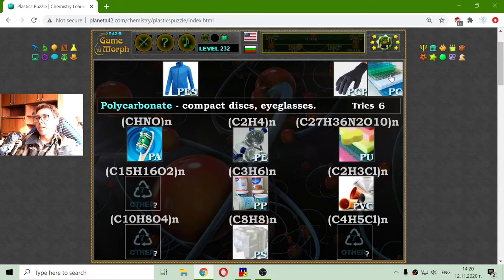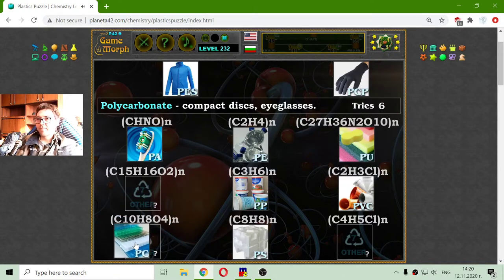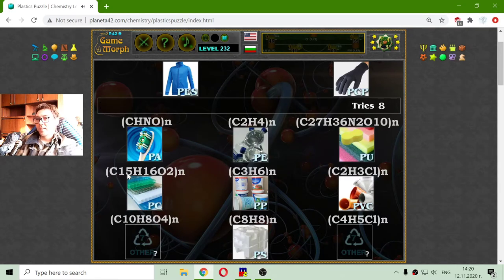And here we have the polycarbonate. It is used for creating compact discs, very useful things for computer dudes, well, in ancient times, that is, and eyeglasses. I missed that. That should be 15 carbon, 16 hydrogen, and 2 oxygen.